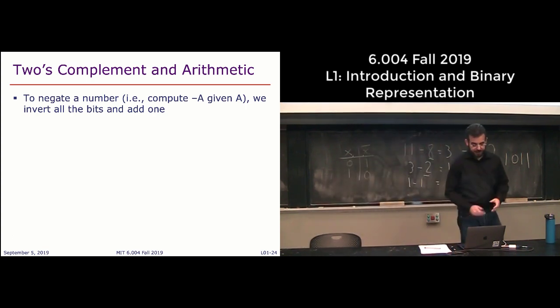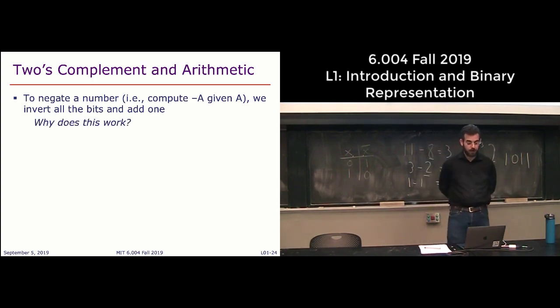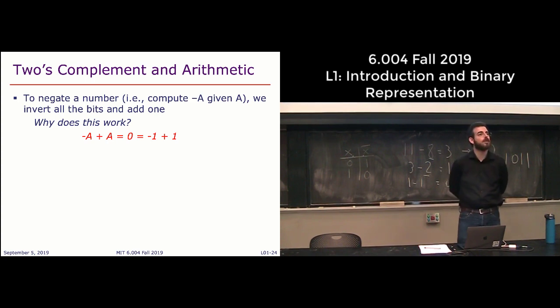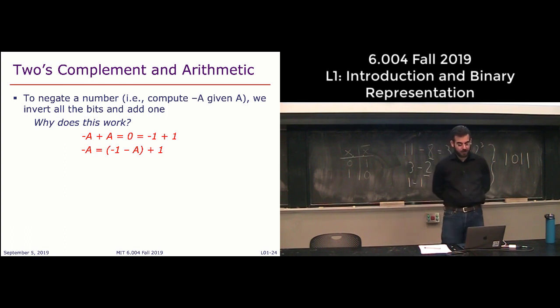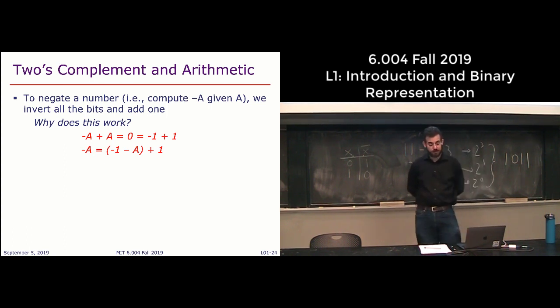So why is it the case that you can get -A given A by inverting all the bits and adding 1? Well, we just have to prove it through a little bit of manipulation of a couple of equalities. Let's say we start with -A plus A equals 0, which equals -1 plus 1. Now, if we reassociate terms and move this plus A term to the right side, then we can associate terms as -A is -1 - A + 1.